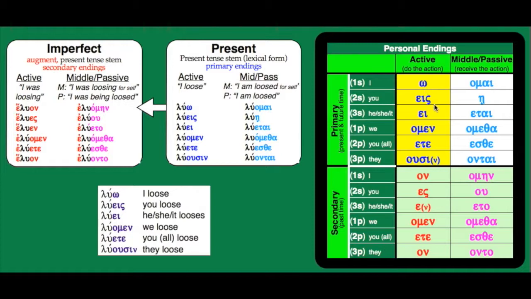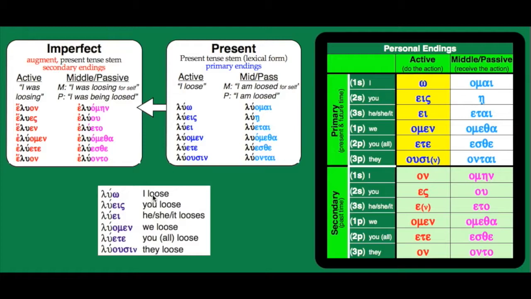Look at the primary active endings. O, ace, a, amen, ete, usi. Say it with me. O, ace, a, amen, ete, usi. You can almost make a little cheer out of it here. Need to really have that down. But not just have it down, but understand what it means. Now look what happens here.